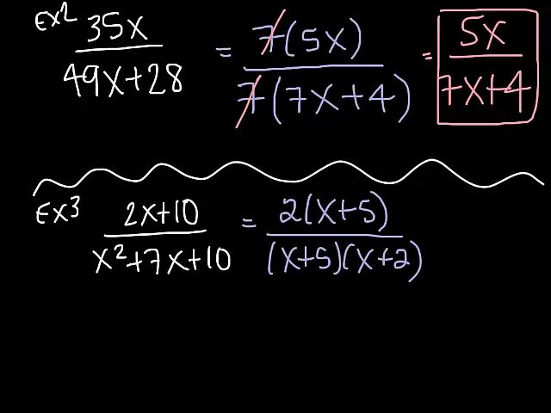Now, when I look at this, there's something common in the numerator and the denominator now that I've got all these factors. This x plus 5 in my numerator can cancel with this x plus 5 in my denominator. So I'll cross those out, and then my final answer is going to be 2 over x plus 2.